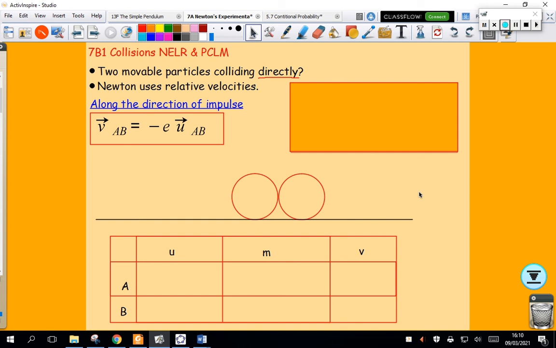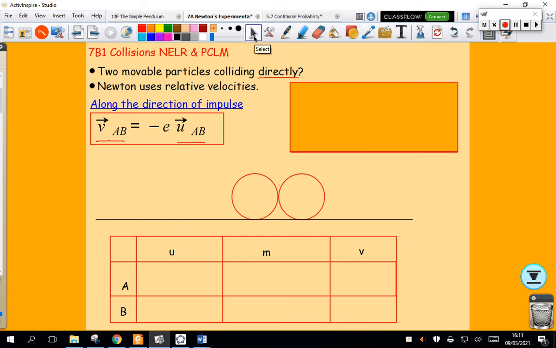Remember, up until this moment, we've been looking at one particle in motion striking against a plane, a wall, or the ground, or something like that. In this lesson, we're going to be looking at two particles in motion, and we're going to be using relative velocities. So, Newton's experimental law of restitution for two particles in motion says that their relative velocity instantaneously after impact is equal to negative e times their relative velocity an instant before impact. Okay, so there's an instantaneous change in relative velocity.